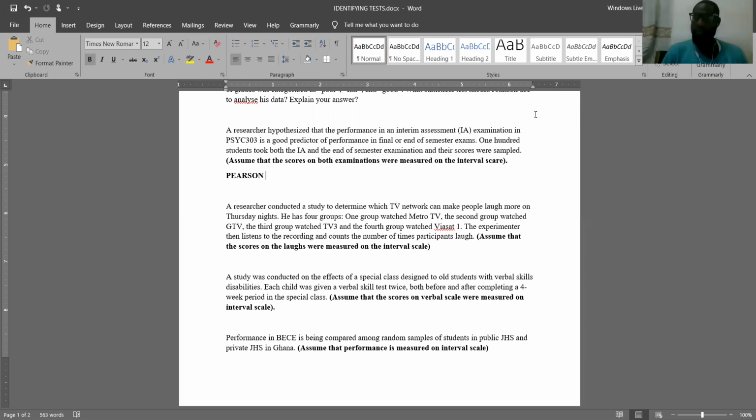Within the same question, they could have indicated that this time around, one of the variables, maybe interim assessment, has been reduced to ordinal. The moment they indicate that one or both variables are on ordinal, then you wouldn't use Pearson, because Pearson is a parametric test. So select the non-parametric form of Pearson. And the non-parametric form will be Spearman. That's Spearman R.